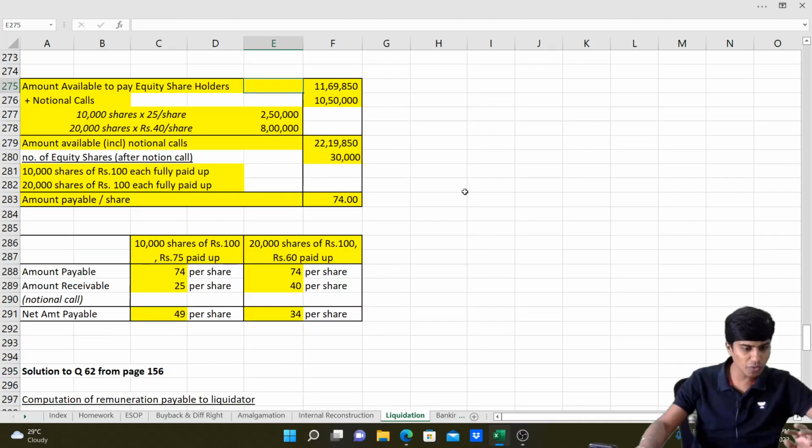If you want, you can take a small check. Okay, 49 per share into 10,000. See, 10,000 multiplied by 49, 4 lakh 90,000, and here I'll do 20,000 multiplied by 34. That is 6 lakh 80,000. If I take the sum of these two, I'll get the money available with me before notional calls.